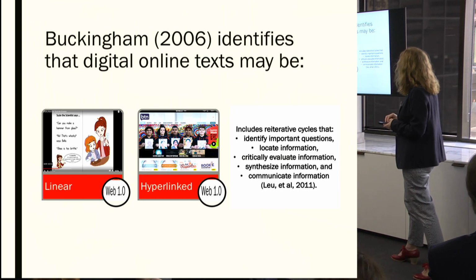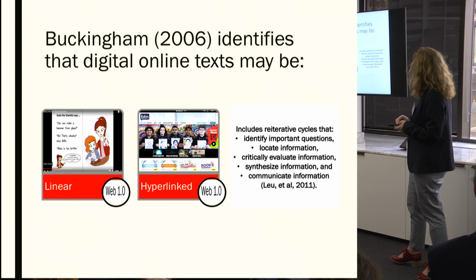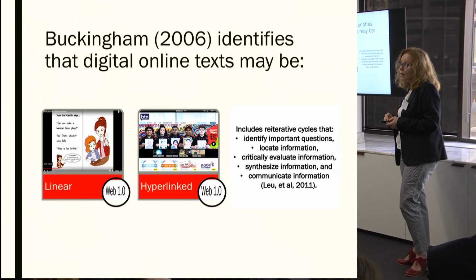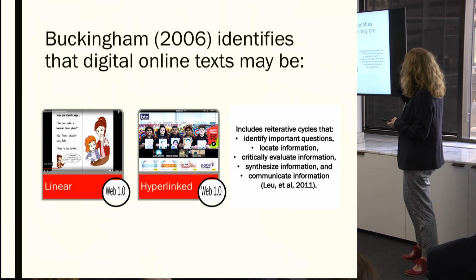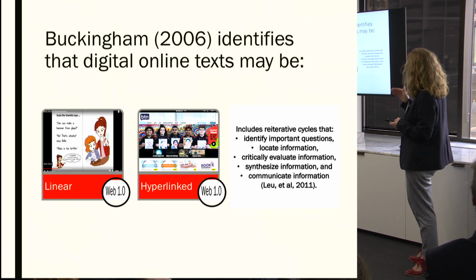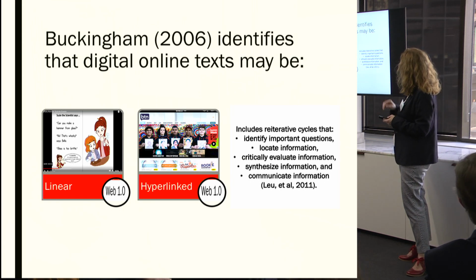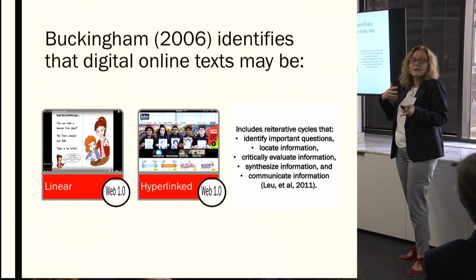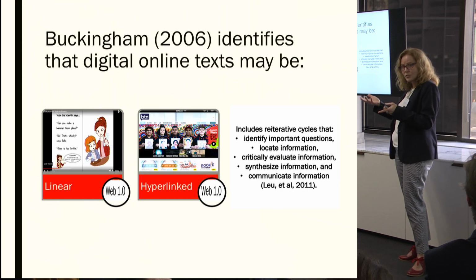So drawing on Don Liu's work from 2011, he talks about how engaging with hyperlinked texts like this includes reiterative cycles that might be seconds long or minutes long, these reiterative cycles that children are required to identify important questions and then decide when they're going to locate the information, critically evaluate the information, synthesize the information, and then decide how they're going to communicate the information. And that communication cycle may not happen with something explicit or overt. It might be an internalised communication process where they decide for themselves what they're going to do with that knowledge that they have found.